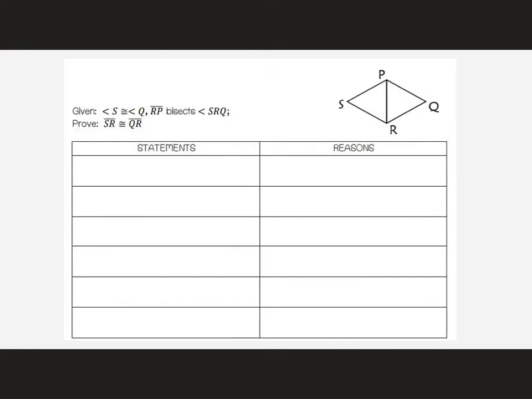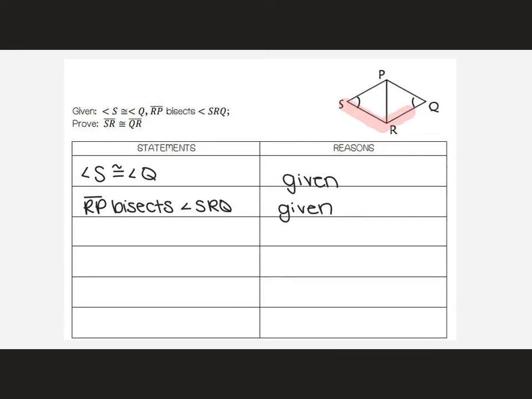In the next proof, we're going to start the same way by writing down our givens. And then we want to mark our givens. So angle S is congruent to angle Q. And then the second given says RP bisects angle SRQ. If you're struggling with these, I highly recommend highlighting. So angle SRQ, you can see how the vertex is at R. So I'm talking about this entire angle right here.